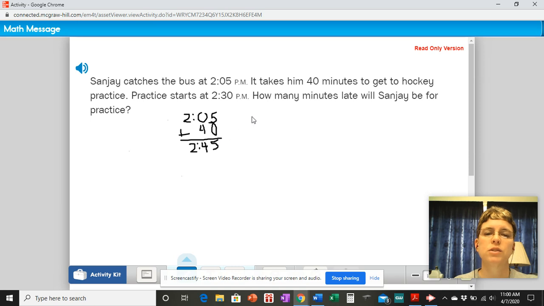Okay, so practice starts at 2:30. If it's 2:45 when he gets done, so from 30 to 45 is going to be 15 minutes. So Sanjay will be 15 minutes late for practice.